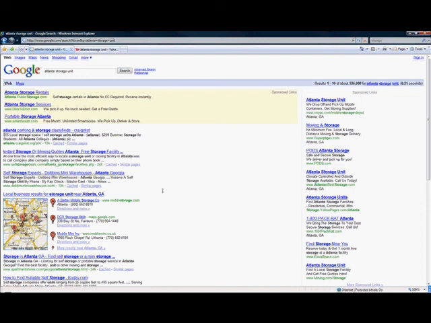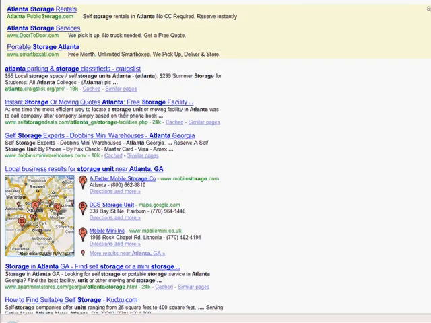In part two of the process, we are going to talk about landing pages and how to convert that traffic that you get by being good at search engine optimization or pay-per-click into actual paying tenants.